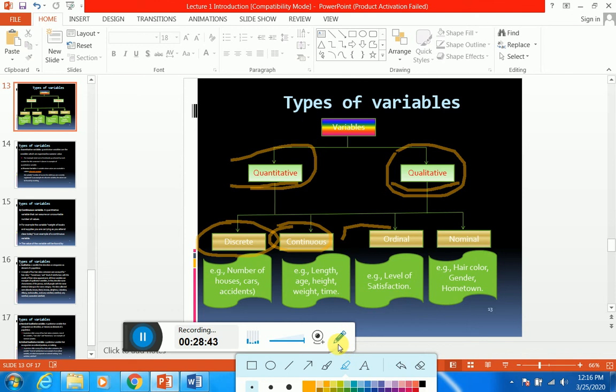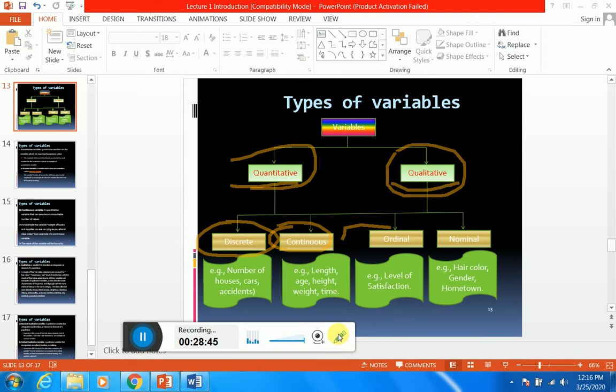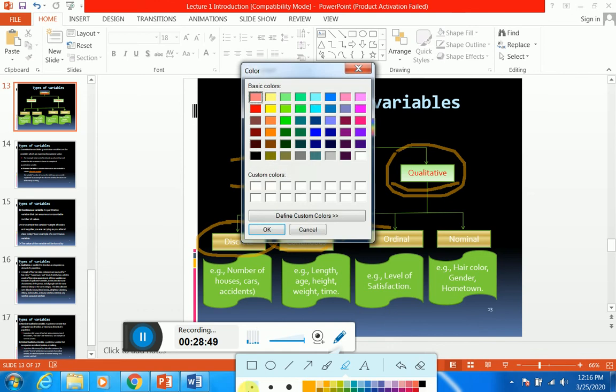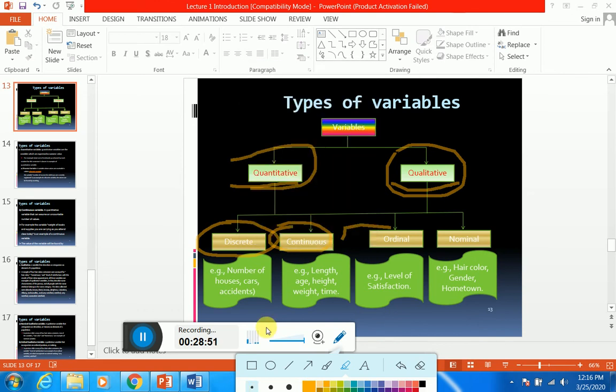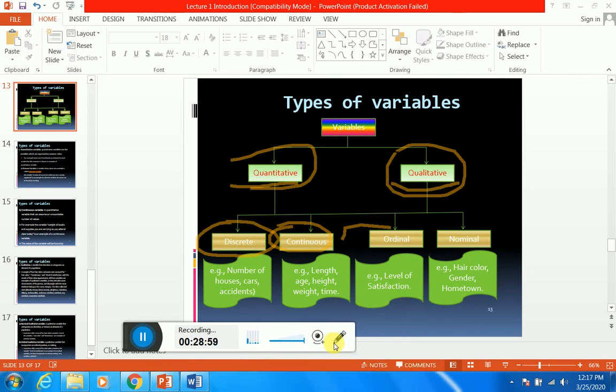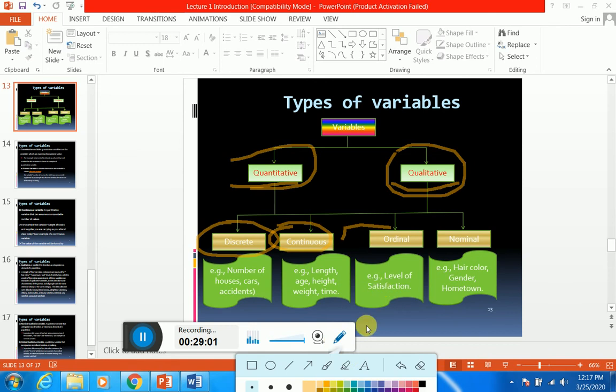Here it is. The pen is not working. I don't know why it's not working. Let me check. Anyway, let's see, level of satisfaction.